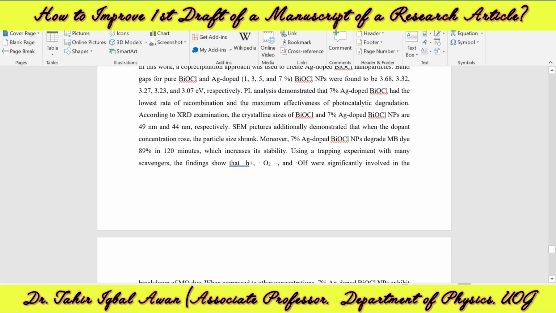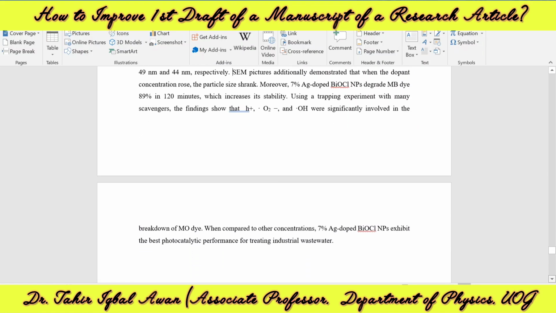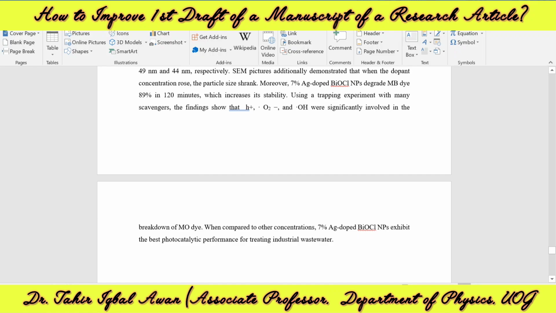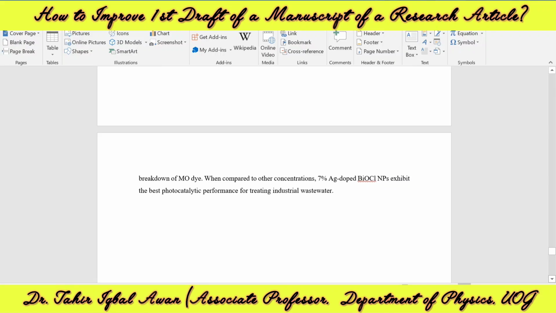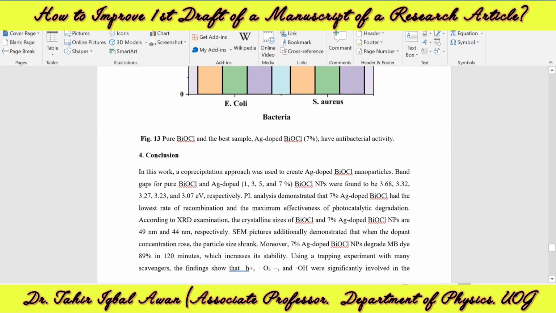Even you can see the sentence is started with an abbreviation, so avoid using that, and even you can see some grammatical mistakes and typos. So that should not be there. And in the conclusion, I could not see even a single word related to the antimicrobial activity. So it means that antimicrobial activity is somehow an additional result which is given in that manuscript.